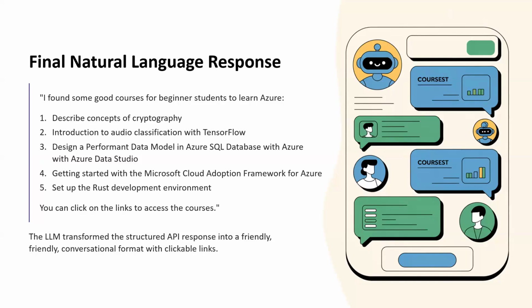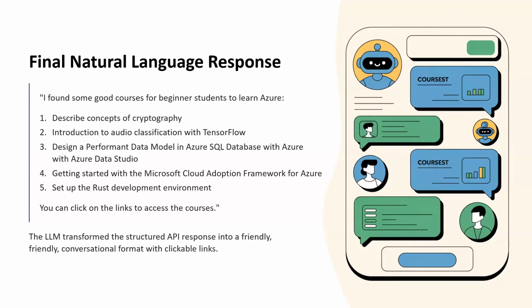It would usually reply something like, I found some good courses for beginner students to learn Azure: Describe concepts in cryptography, Introduction to audio classification with TensorFlow, and Design a performant data model in Azure SQL Database with Azure Data Studio. Another course is Get Started with Microsoft Cloud Adoption Framework for Azure, and Set up the Rust development environment. You can click the links to access the courses. Usually by the time it's done, it will provide us links so that we can find the courses that we're looking for. That's how efficient LLMs can be.